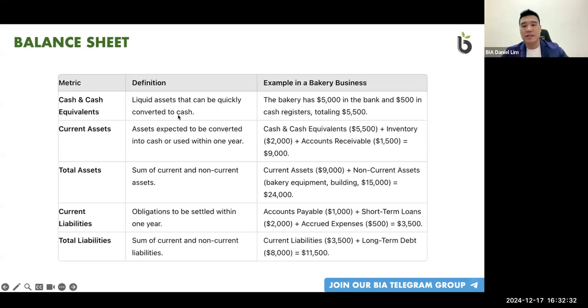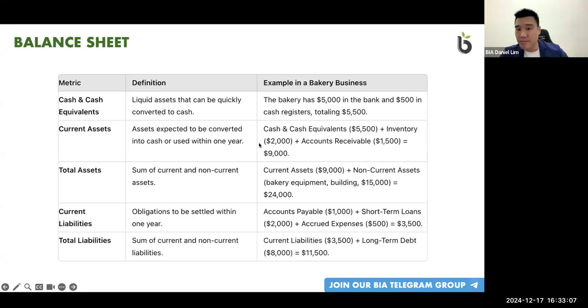Let's go back to our bakery business. So let's say the bakery has 5,000 cash in the bank, and then 500 in the cash register. So in total, the bakery has 5,500 cash. All right, the next thing you want to look at in the balance sheet is current assets. Now, the name current is very simple. Current means things that can be converted within 1 year. So when I talk about current assets, it means assets expected to be converted into cash within 1 year.